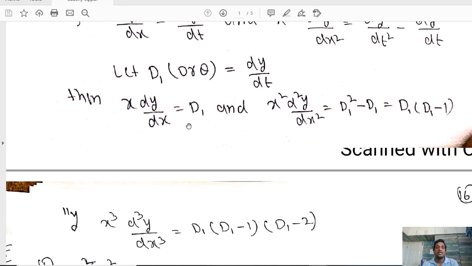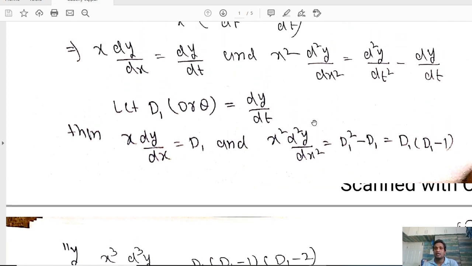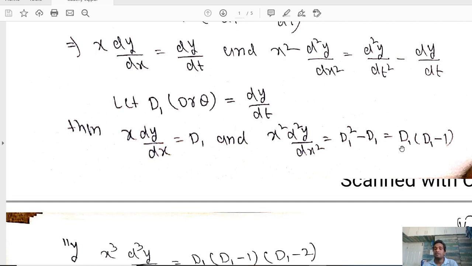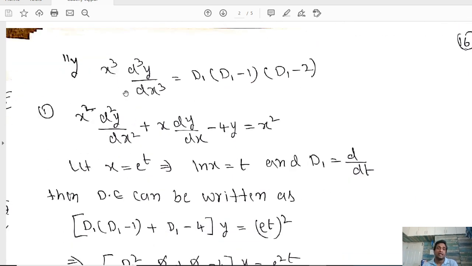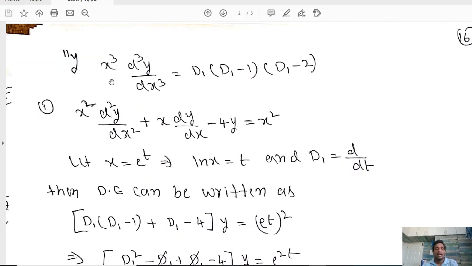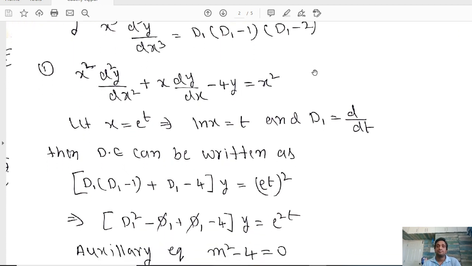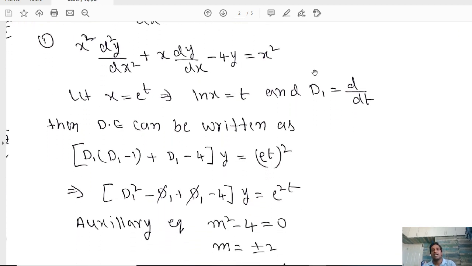So x dy by dx is equal to D1, and x square d square y by dx square, that is d square y by dt square, means D1 square minus D1, so in simplified form I have written D1 into D1 minus 1. We have not solved it for x cube, but directly we are writing x cube d cube y by dx cube is equal to D1, D1 minus 1, D1 minus 2. Based on this information, we are going to solve the problems involved in the Cauchy-Euler equation.